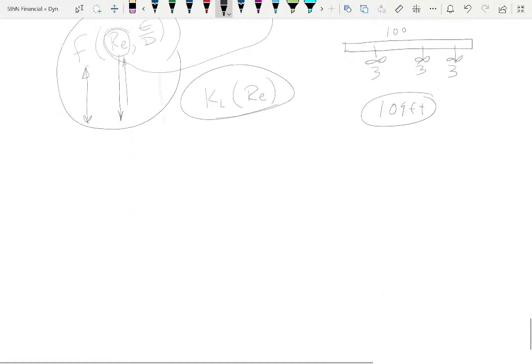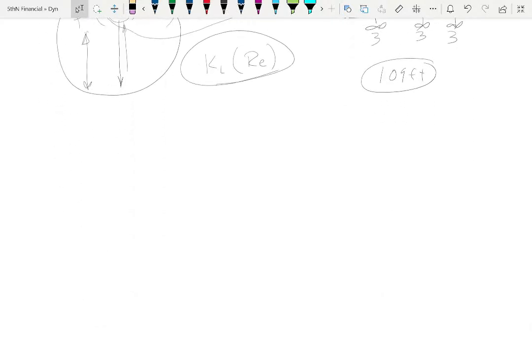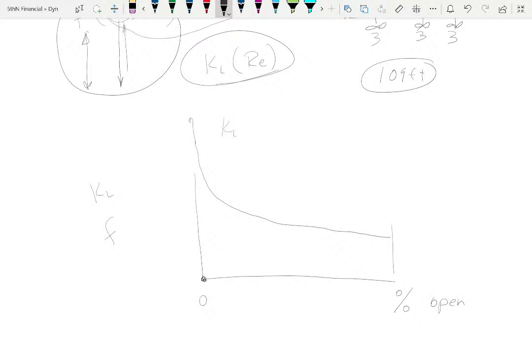Now, valve is funny. It's the funniest one there because they'll say percent open. So if it's 0% open, what do you think the friction factor would be? Or let's say this, let's say KL. If you have the thing closed, there's going to be no flow through there. So you're going to have something that kind of goes like this. So that loss coefficient when it's closed, KL, is probably going to be infinite.